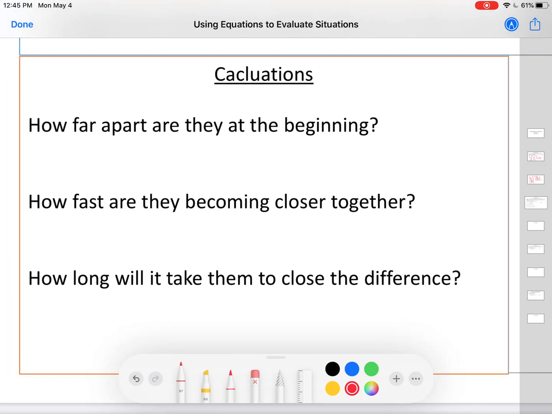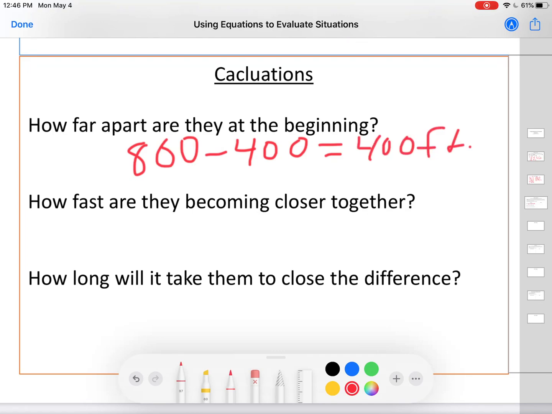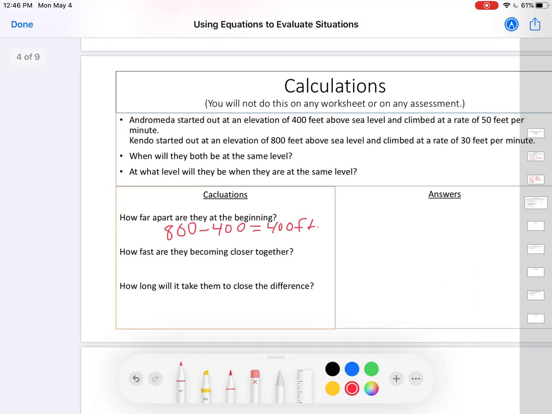These are calculations. How far apart are they at the beginning? Well, Kendo's at 800 and Andromeda's at 400. To find out how far apart they are, we subtract. 800 minus 400 equals 400 feet apart. How fast are they coming closer together?